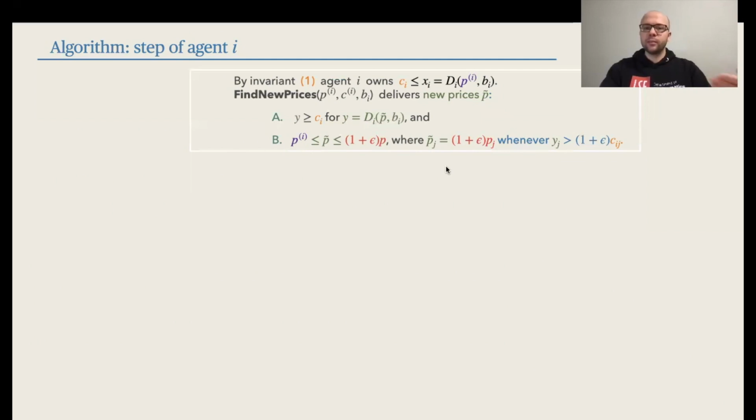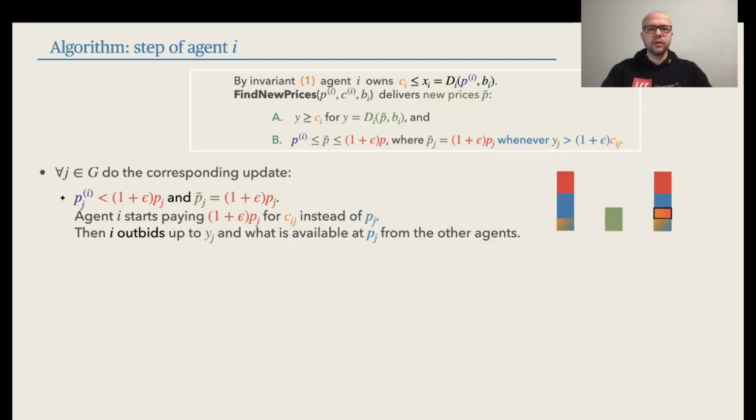And now, depending on what the P tilde is, there will be several cases for all of the goods. So suppose that for some good J, the individual price was strictly smaller than the higher price, and that the new P tilde J is the higher price. And that really, by the invariant, means that I was paying the PJ for the amount CIJ. So now, because this new price is the higher price, she has to start paying the higher price also for the good that she already had before. This is what she had before. And additionally, she really wants another part of this, and she will also have to outbid other agents for this part, more than she wanted.